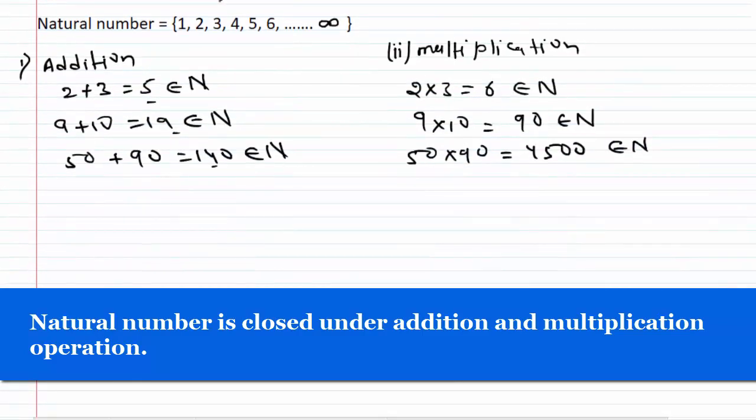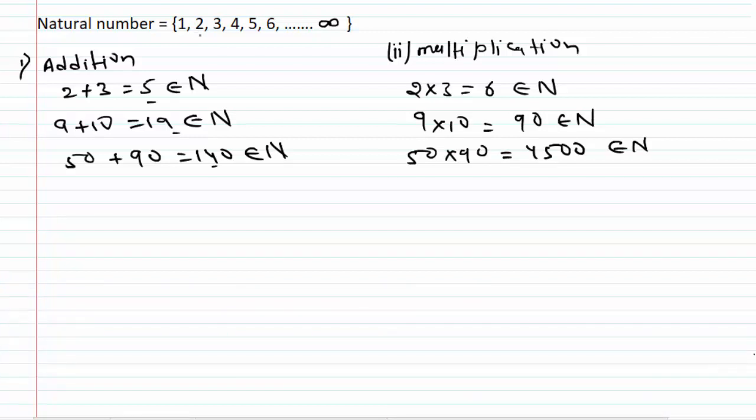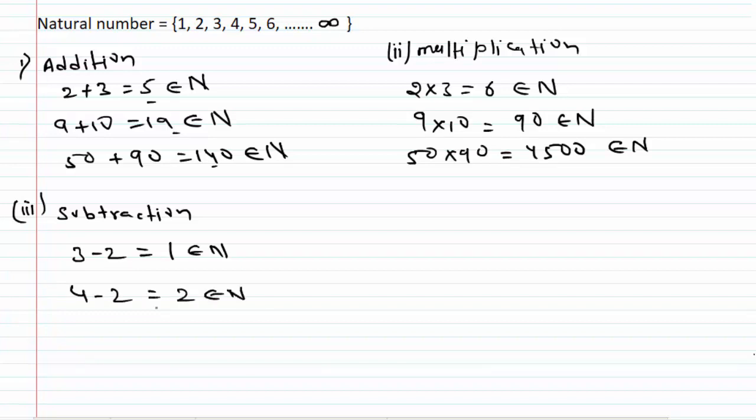Or in other words, we can also say that the closure property holds for the natural number under the addition as well as the multiplication operation. Let's check for the next arithmetic operation, that is subtraction. If we subtract 2 from 3, we get 1 and it belongs to natural number. If you subtract 2 from 4, you will get 2 and it belongs to natural number. If you subtract 50 from 100, you get 50 and it again belongs to natural number.